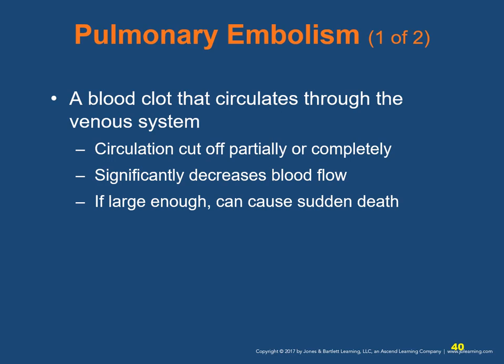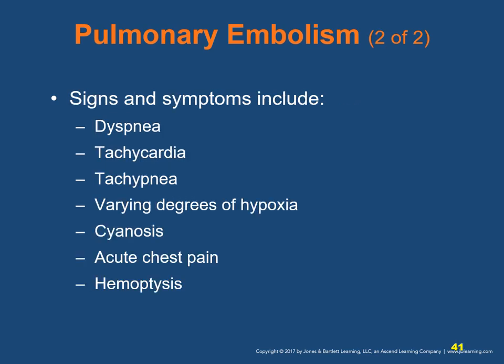Pulmonary embolism is a blood clot that circulates through the venous system. It may be a result of damage to the lining of the vessels, a tendency for blood to clot unusually fast, or slow blood flow in the lower extremities, often the result of long-term bed rest. Signs and symptoms of pulmonary emboli include the following: dyspnea, tachycardia, tachypnea, varying degrees of hypoxia, cyanosis, acute chest pain, and hemoptysis. With a large enough embolism, complete obstruction of the output of blood from the right side of the heart can result in sudden death.